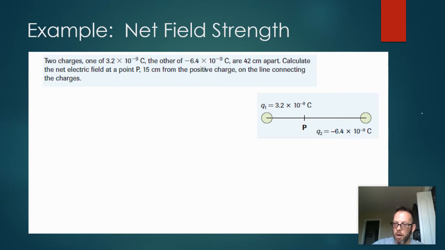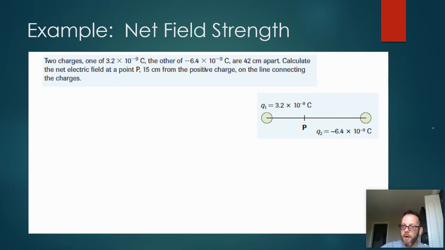Okay, if you recall, we talked about how we can find the net field strength for multiple charges. So here we're going to do that. We have a positive charge Q1, and we have a negative charge Q2. And we want to calculate what the electric field is going to be at point P.